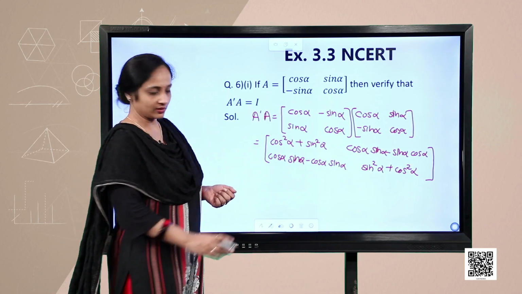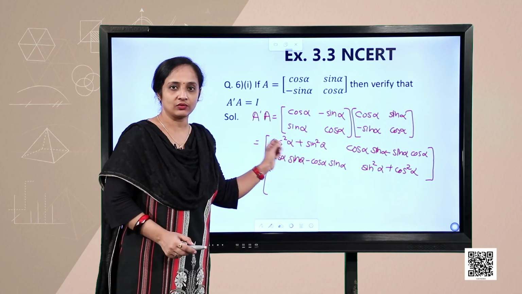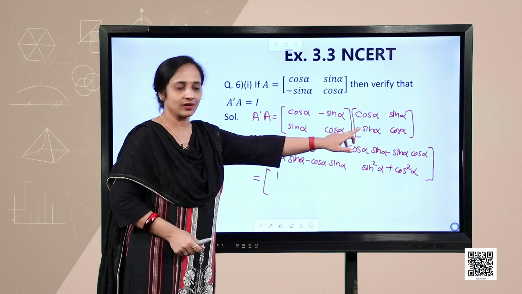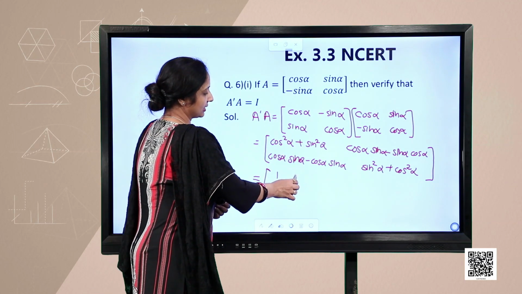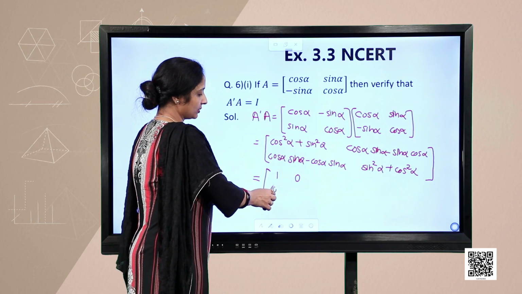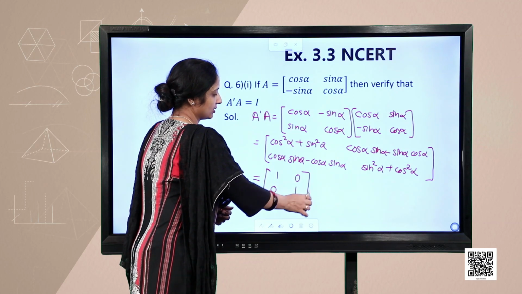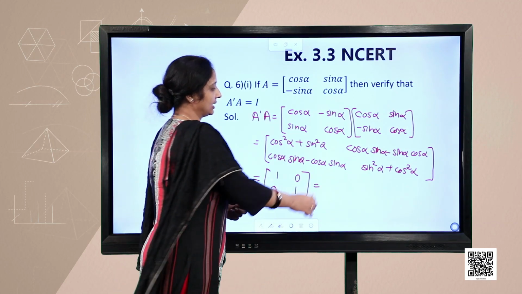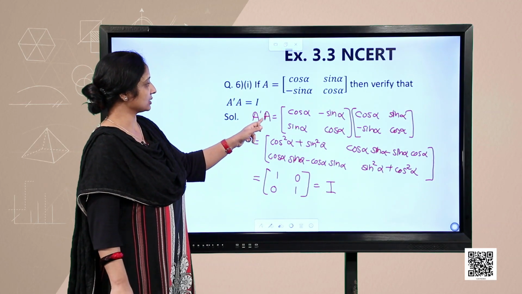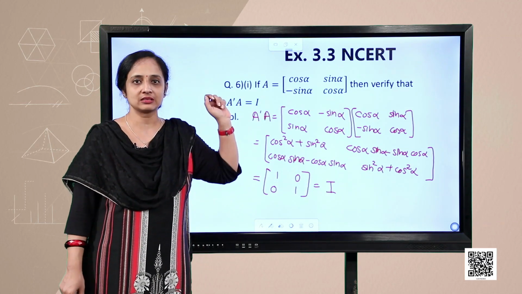So let us just simplify them. Can you recall this identity? This identity I have done in class 10. So this is 1. Cos alpha sin alpha and minus sin alpha cos alpha are cancelling each other. It's giving you 0. Similarly, this term is also becoming 0. And that is again the same identity, so it is equal to 1, which is giving you identity matrix of order 2. So A transpose multiplied by A is giving you identity matrix for this particular matrix A.